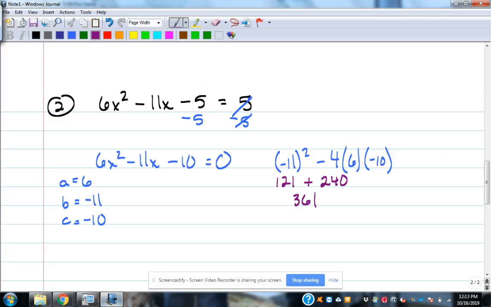Okay, so I know that's going to be 19. So that's a square number. So we know that this one has two rational solutions. That also tells us that we probably could factor this quadratic. If we did the X method on it, it would get us the same solutions.